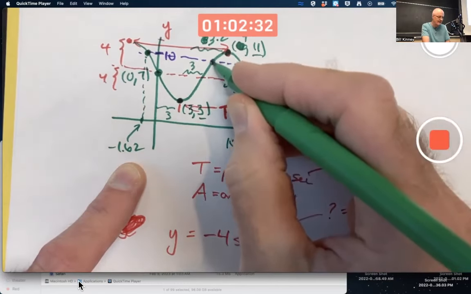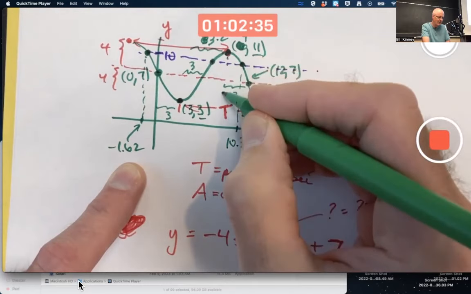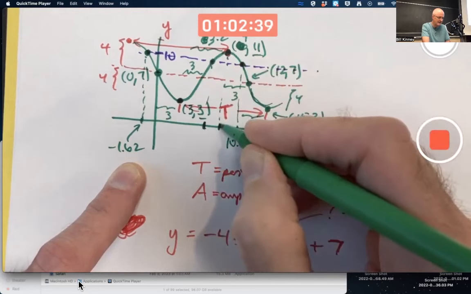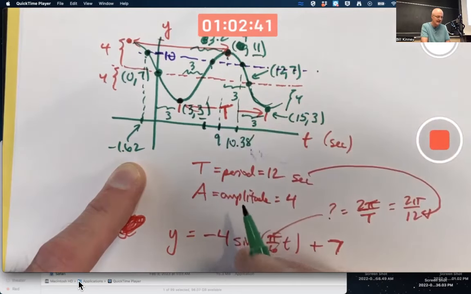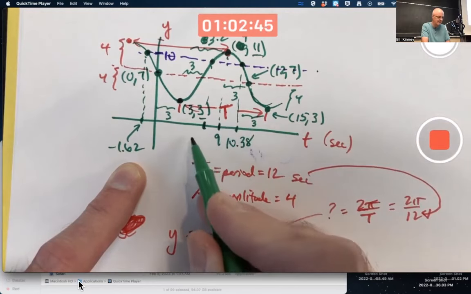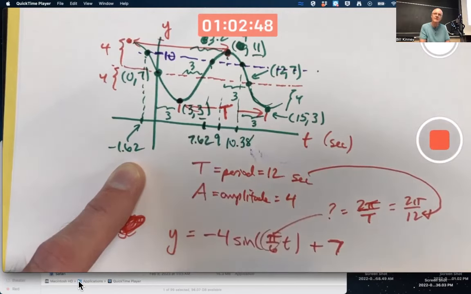What about the first coordinate of this point? Well, these two numbers here and here are symmetric about this number, which is 9. And that distance is 1.38. So this distance has got to be 1.38. This would have to be 7.62 right there. Approximately.